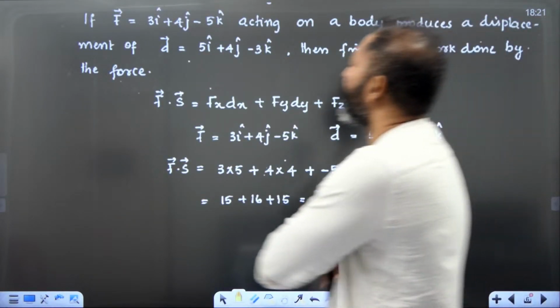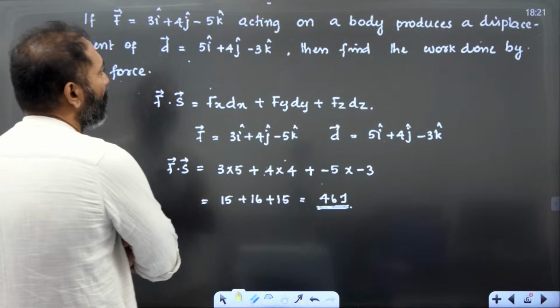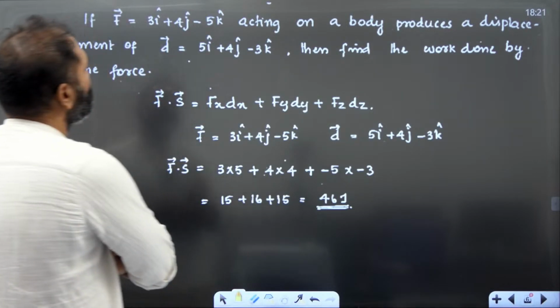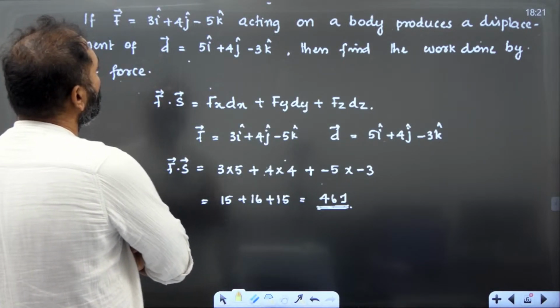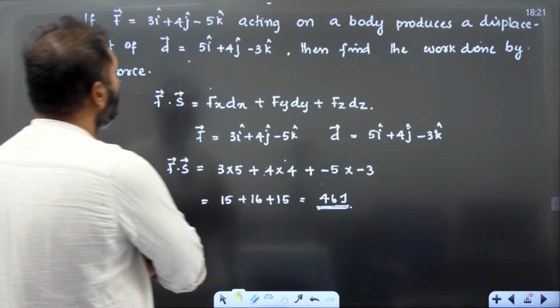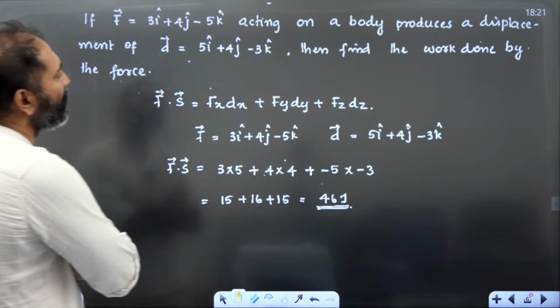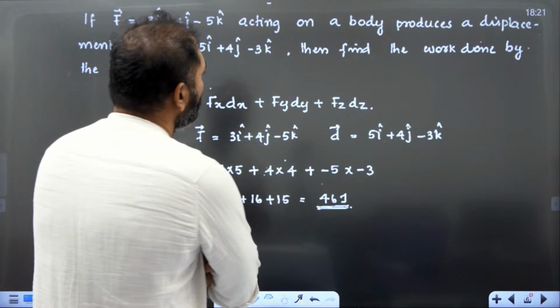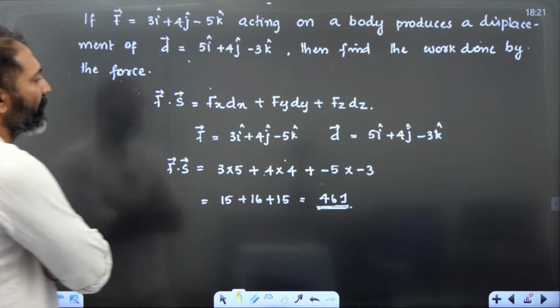Next, a force acting on a body produces a displacement. F vector is equal to 3 i cap plus 4 j cap minus 5 k cap. D vector is equal to 5 i cap plus 4 j cap minus 3 k cap. Then find the work done by the force.